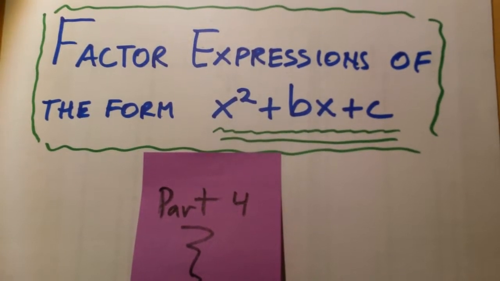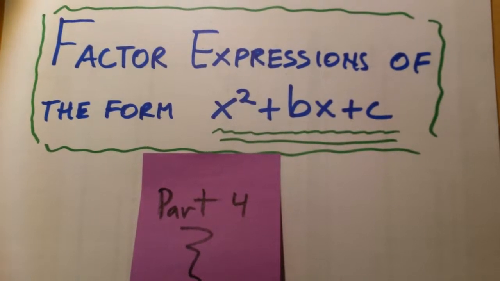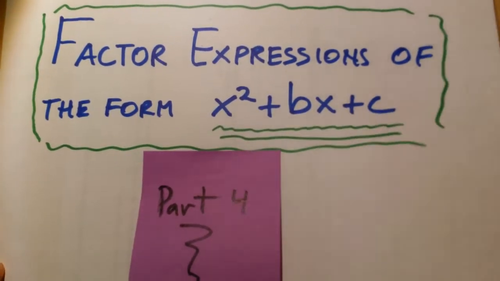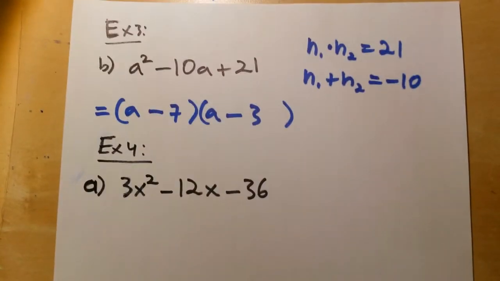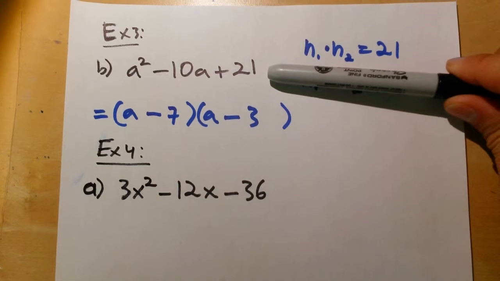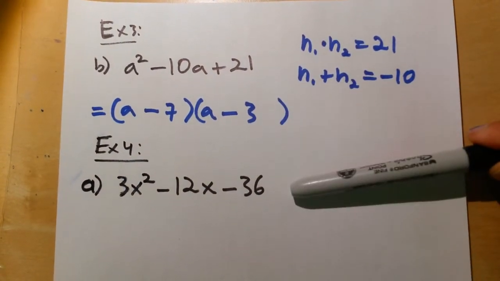This is part 4 of factoring expressions of the form x squared plus bx plus c. Let's continue looking at some more examples. So far we've been looking at basically simple trinomials. But what do we have here?